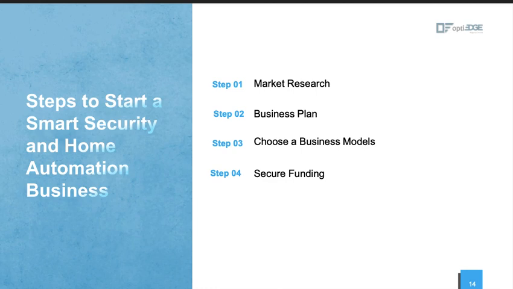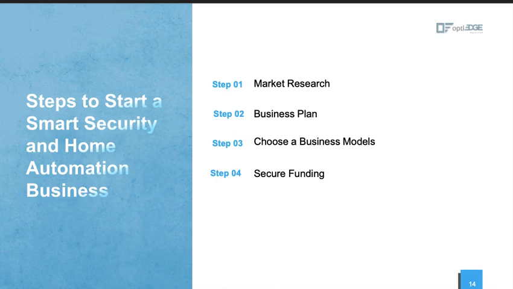And you choose a business model that you want to do. Do you only want to just sell, or do you want to be able to sell and install? Or do you want to be able to sell, install, and also render service, like I said to you in the past?